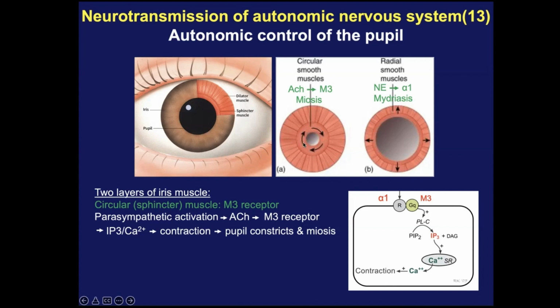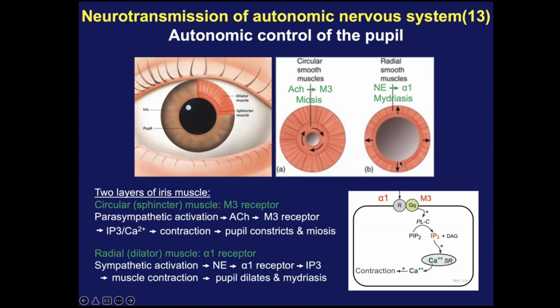And this muscle expresses the M3 receptors for the acetylcholine. During parasympathetic nervous system activation, acetylcholine is released, which activates the M3 receptors in this muscle. By the IP3 pathway, it will cause the contraction of this muscle, causing pupil constriction, which is called miosis.